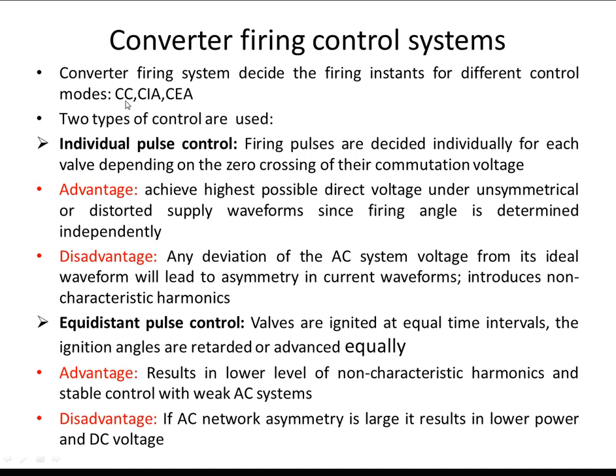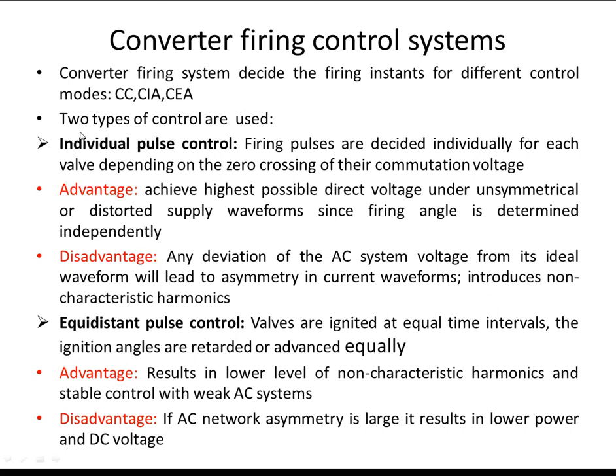One is CC, constant current. Second is CIA, constant ignition angle control, and third one is constant extinction angle control. So the firing angle of the converter is decided based on the mode in which your converter is operated. Suppose your converter is operated in the constant current mode, so the firing angle alpha is different as compared to the converter if it is operated in the CIA mode, constant ignition angle control mode. So depending upon the mode in which your converter is operated, we decide the firing controls.